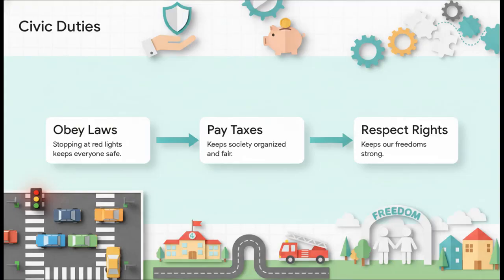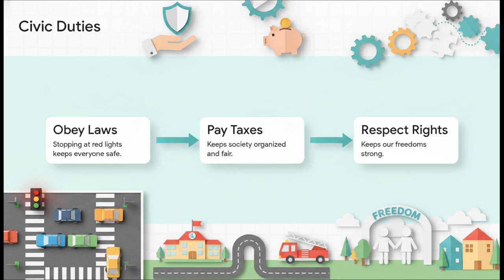Let's take a look at how these duties build on each other. Imagine a super busy intersection. Step 1. Obeying laws. When you stop at a red light, you are actively deciding to keep everyone else safe. It's a genuine act of community care. Step 2. Paying taxes. Nobody loves it, but it funds our roads, schools, and emergency services, which keeps society organized and fair.